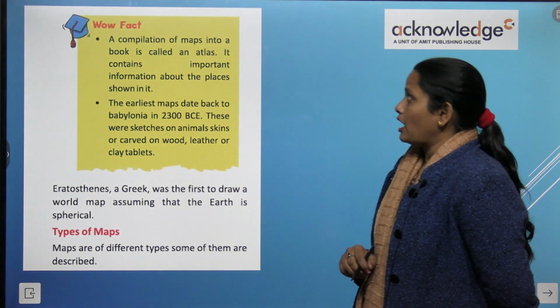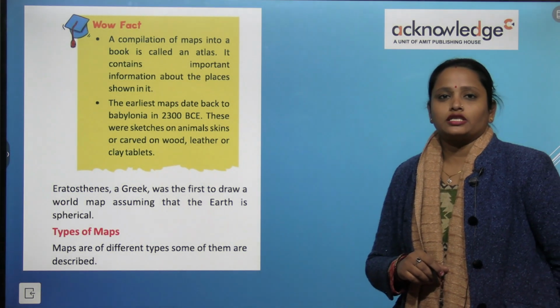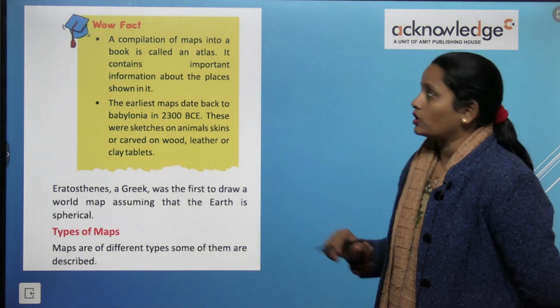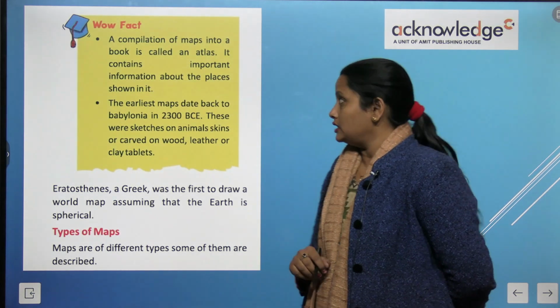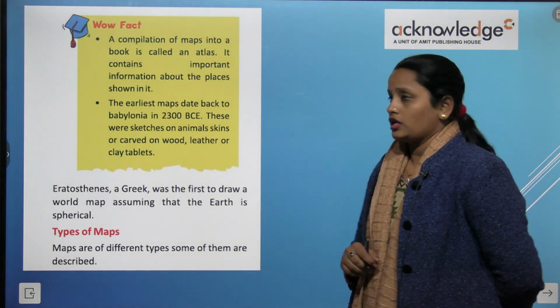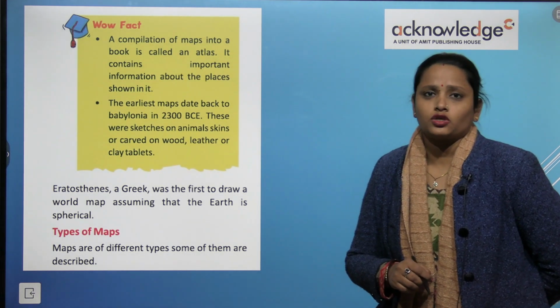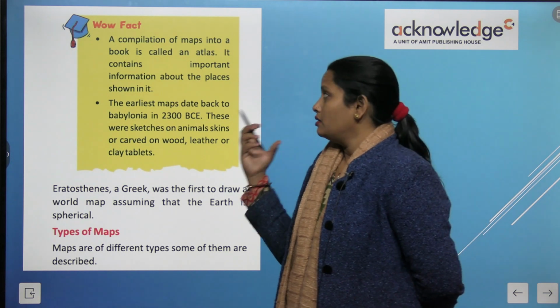A compilation of maps into a book is called the atlas. So बहुत सारे मैप्स को एक साथ कंपाइल करके एक बुक बनाई जाती है जिस बुक का नाम एटलस है. It contains important information about the places shown in it. So ये जो भी मैप्स हैं इसमें वो सारी important information होती है जो एक प्लेस के लिए जरूरी होती है.